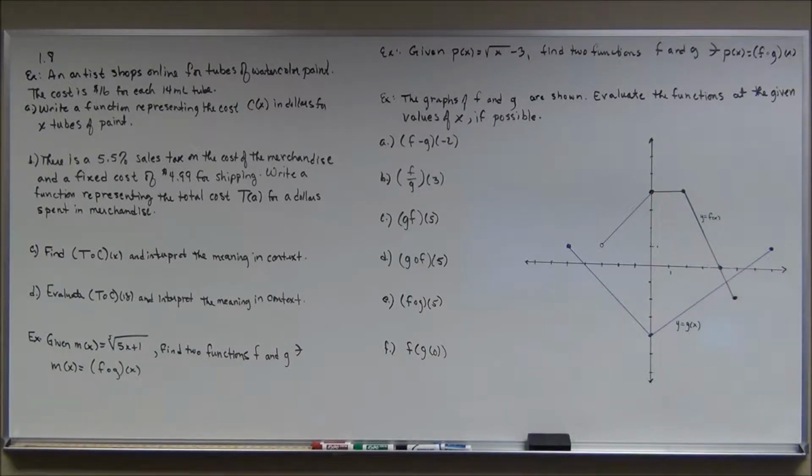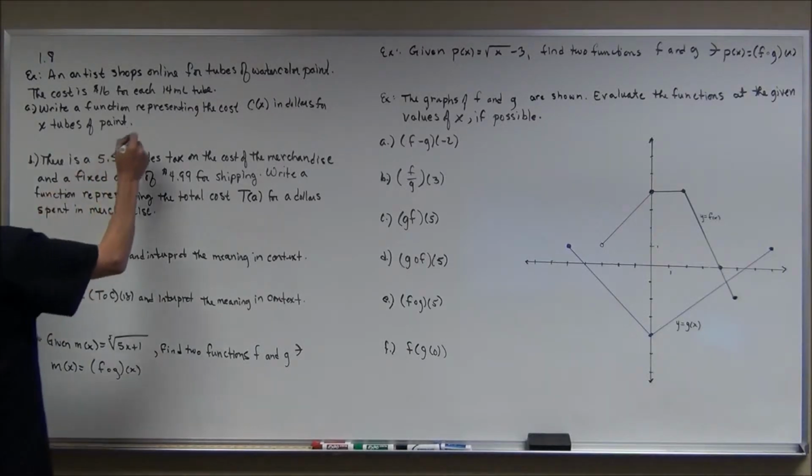Let's finish up section 1.8 here. We were talking about composition of functions. We have an application problem here. It says an artist shops online for tubes of watercolor paint. The cost is $16 for each 14 milliliter tube of paint. Write a function representing the cost C of x in dollars for x tubes of paint.